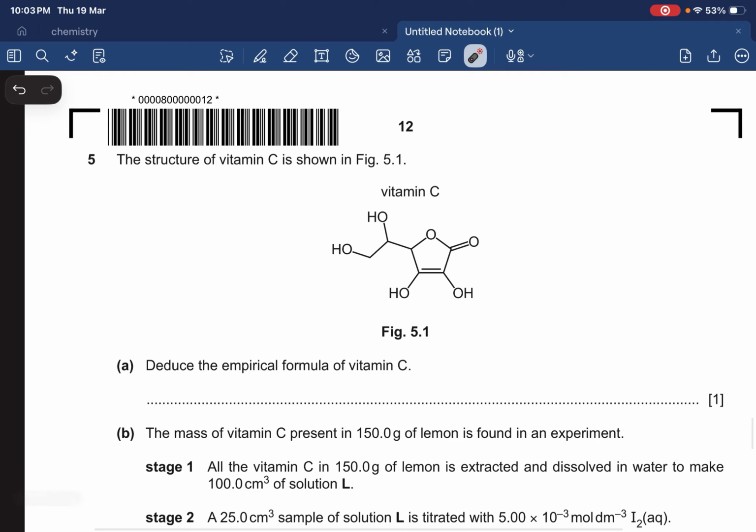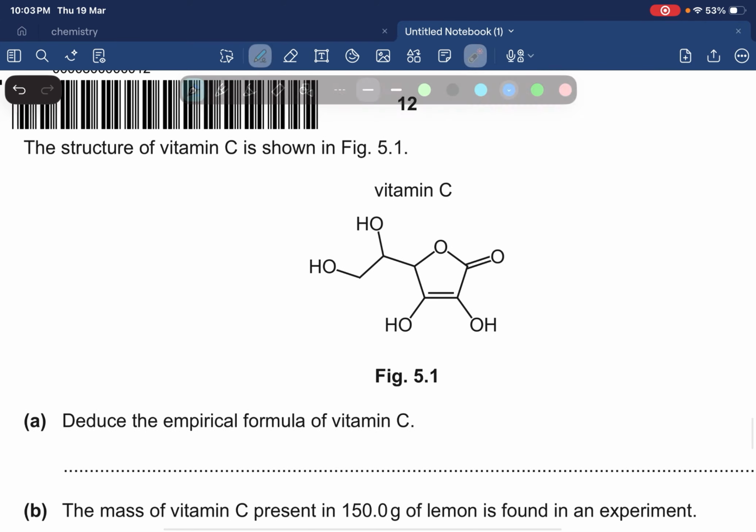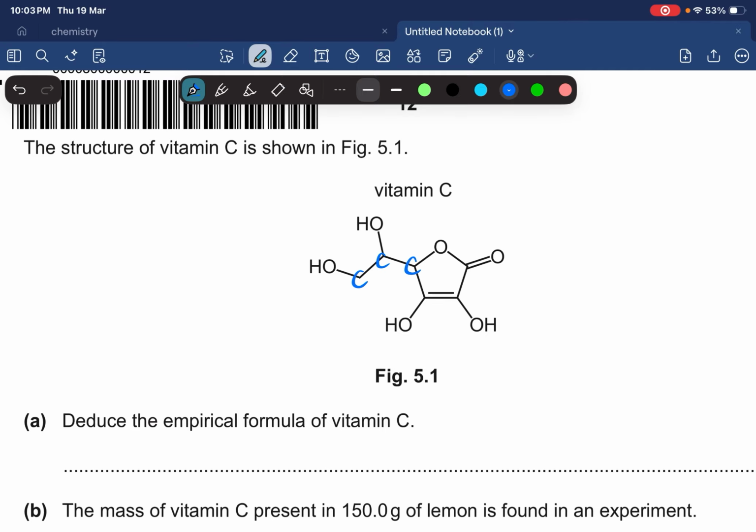The structure of vitamin C is shown. Reduce to the empirical formula of vitamin C. चलें, कार्बन एटम्स काउंट करें. 1 2 3 4 5 6, C6. ऑक्सीजन काउंट करें. 1 2 3 4 5 6, O6. अब हाइड्रोजन्स काउंट करें.